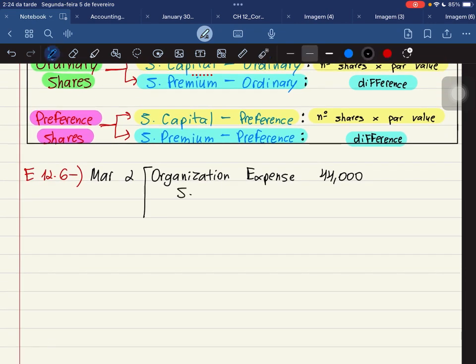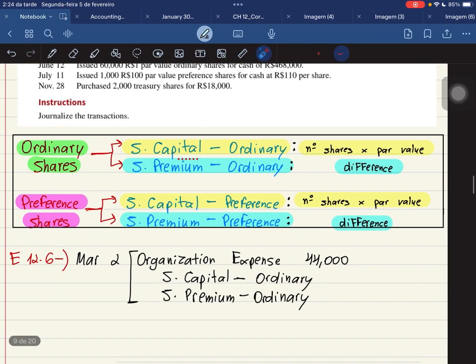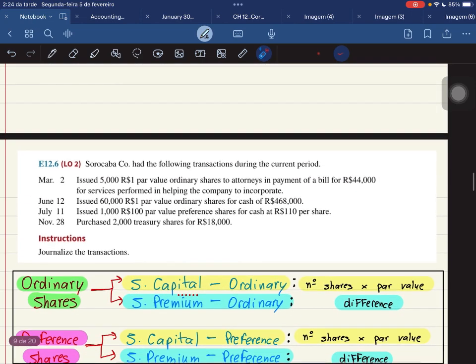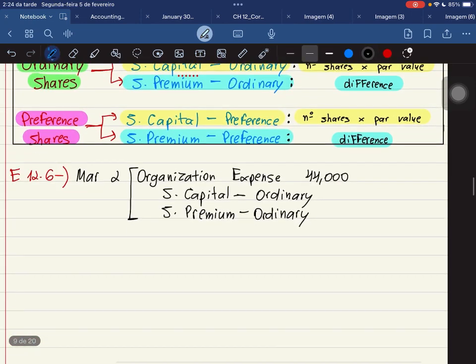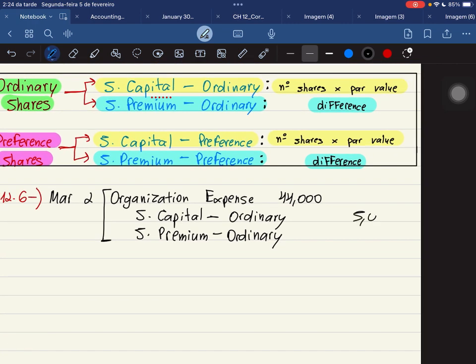So I'm going to go ahead and write the accounts here. Since we are issuing ordinary shares, we are going to have share capital ordinary and share premium ordinary. Okay, so like I said, for the share capital ordinary, it is always the number of shares times the par value. So 5,000 times 1 real per share, that gives us 5,000, and the difference, that gives us 39,000.